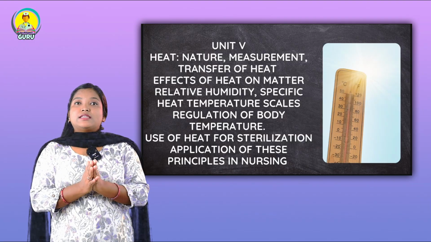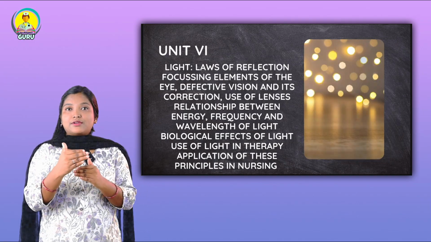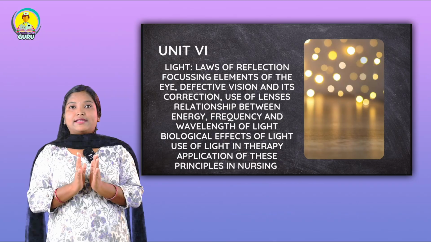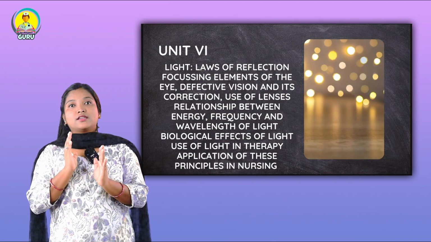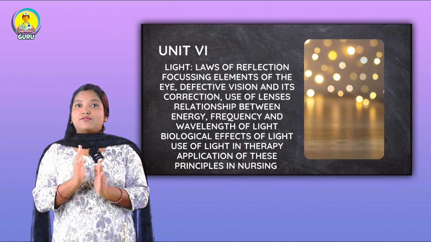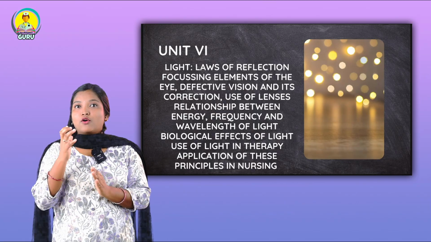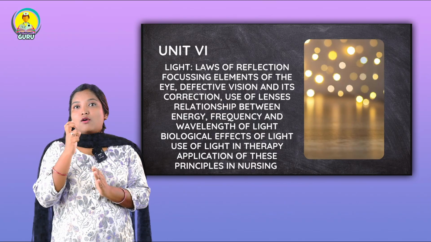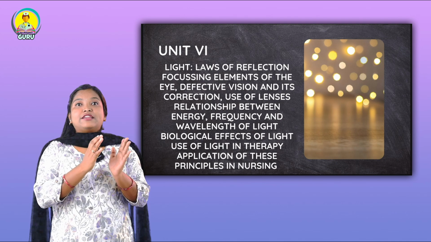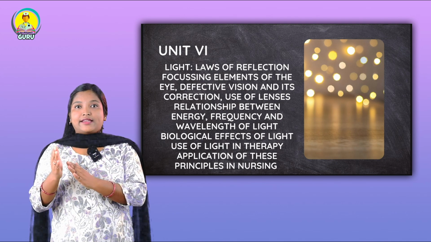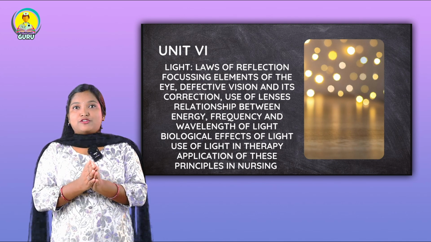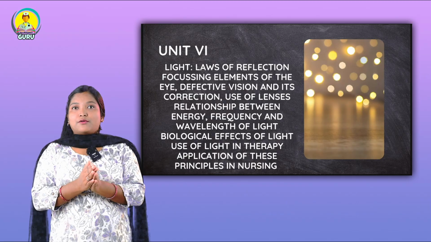The next unit is the sixth unit. The sixth unit is light. Light is also one of the important units. Under this unit we need to learn about the laws of reflection, focusing and the elements of the eye, then defective vision and its correction, which means myopia, hypermetropia. These are all the things we are going to study.